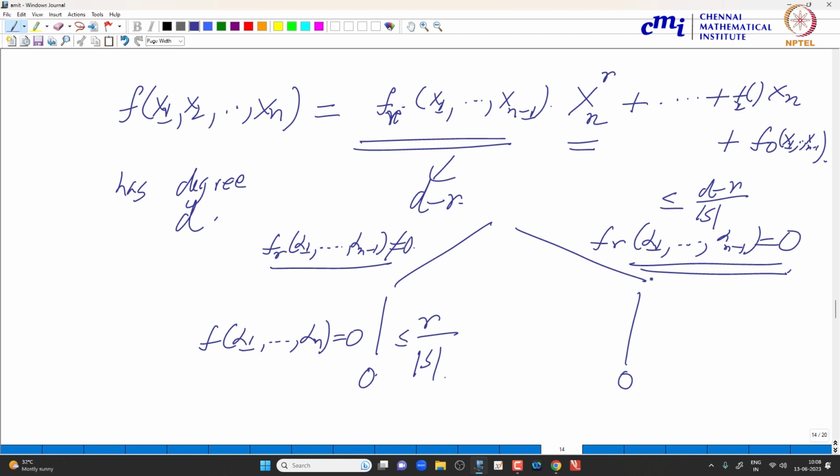These two are coming out to be more complicated expressions, but probabilities are always upper bounded by 1. So in this branch you give 1, in this branch also you give 1. In total the probability will be less than or equal to r plus d minus r by cardinality of S, so less than or equal to d by cardinality of S.